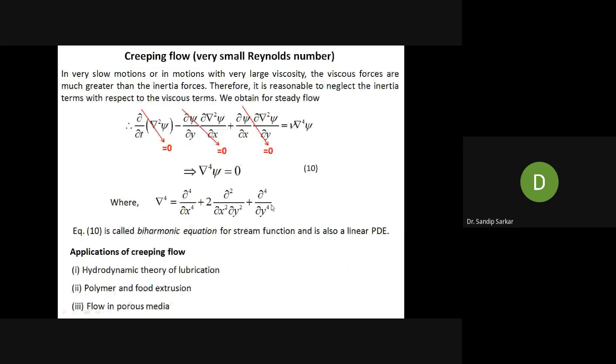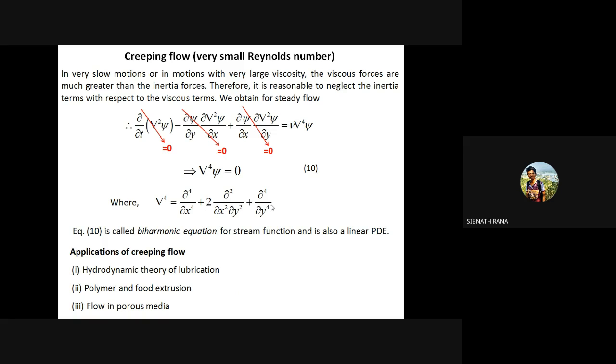The Poisson equation is sometimes called the harmonic equation, and the grad to the power 4 equation is the harmonic to the power of two. Again we are taking the grad squared operator on this grad squared psi. That's why it's called the biharmonic equation. Clear? Is that clear?